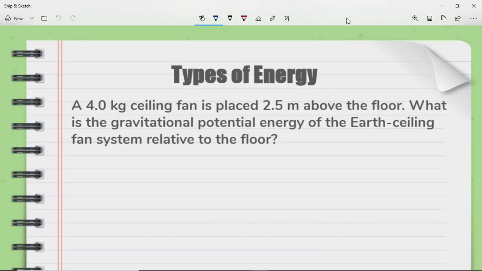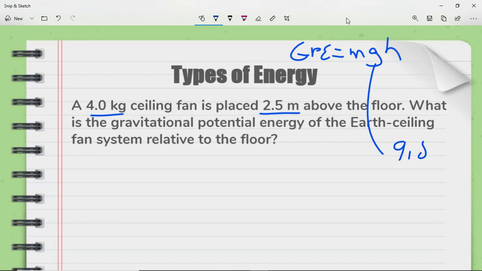A 4 kilogram ceiling fan is placed 2.5 meters above the floor. What is the gravitational potential energy of the Earth-ceiling fan system relative to the floor? Well, again, our gravitational potential energy, or GPE, is equal to mass times the acceleration due to gravity times the height of the object. We're given mass and height. Remember that gravity is always 9.8 meters per second squared. So as a result, we can calculate gravitational potential energy.